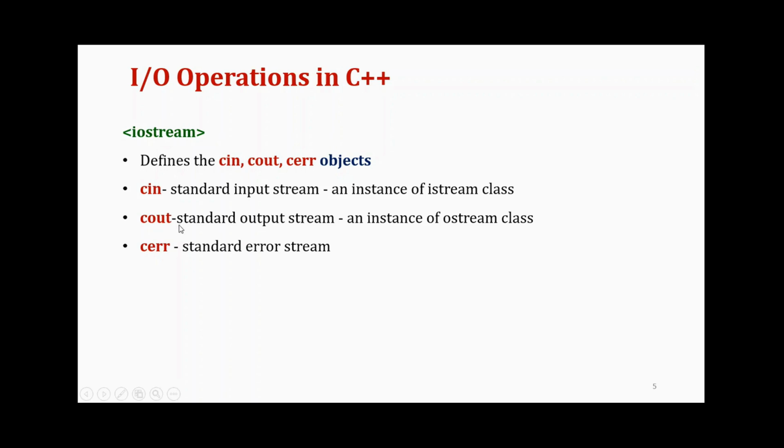Similarly, cout is an output stream object used to send the output to the output stream, maybe the display or maybe the printer. The cout is an instance of the ostream class. So istream and ostream together give us iostream. And cerr is the standard error stream, notifying the errors in the input and the output stream. That is in the iostream.